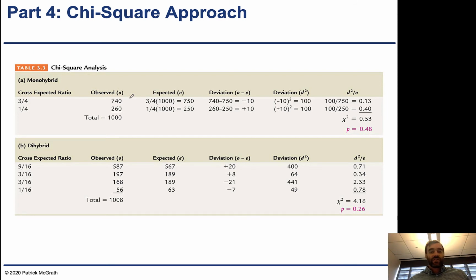Now let's say we have done this cross and generated a total of 1,000 plants, and we find that 740 of them are tall and 260 of them are short. These are the observed phenotypes that we see. Now we can calculate the expected number. We take the expected ratio, 3/4, and multiply 3/4 times 1,000. We expected to see 750 tall plants and 250 short plants. Just as a reminder, this line is tall, and this line is short.